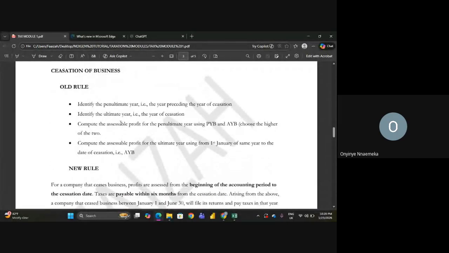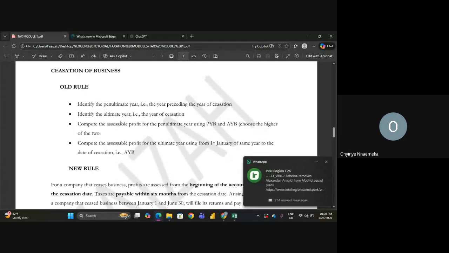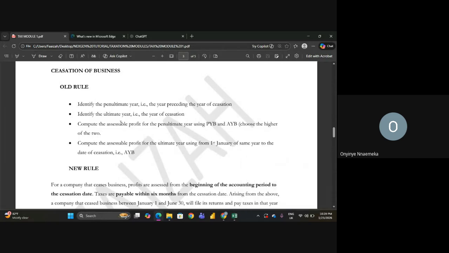All right, so old rule for cessation. For the old rule, you need to understand what we call ultimate year and penultimate year. Ultimate year is the year of cessation, while penultimate year is the year before cessation. So if you cease your business in 2025, 2025 is your ultimate year, while 2024 becomes your penultimate year, right? So that's the first rule: identify the ultimate year, identify the penultimate year.